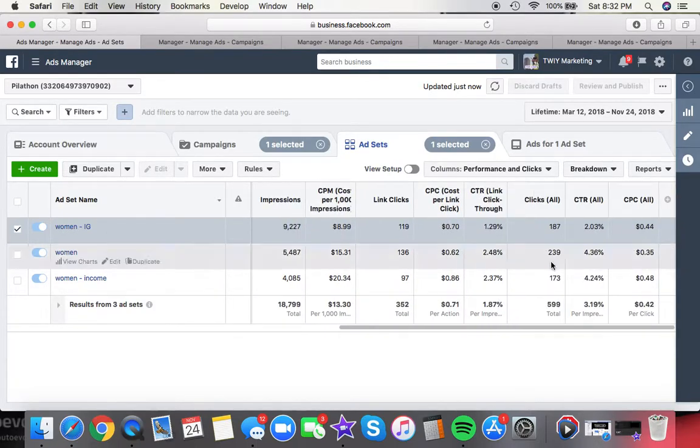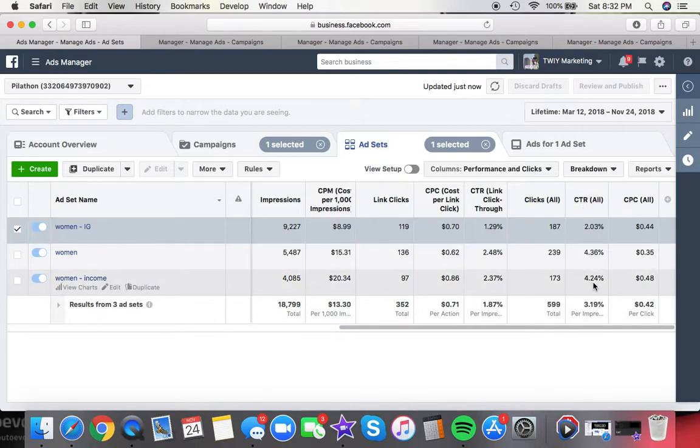Now let's look at the clicks, the click-through rate. Remember, click-through rate is the amount of people out of 100 who would click on this ad. It's actually kind of funny here. If you look at the top one, which is the Instagram, it's only a 2% click-through rate. Now, just as a parameter, the best click-through rates are anything above 3%. Anything below 3% is typically an average click-through rate.